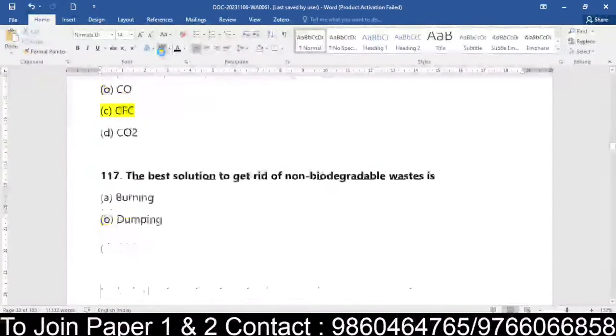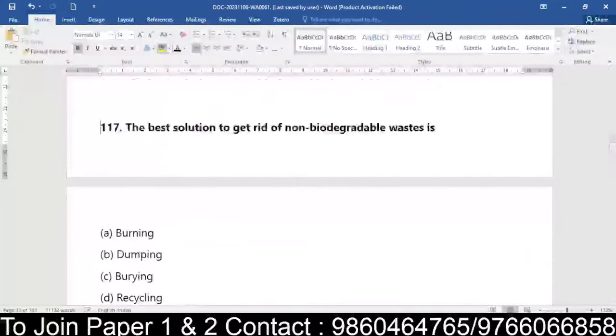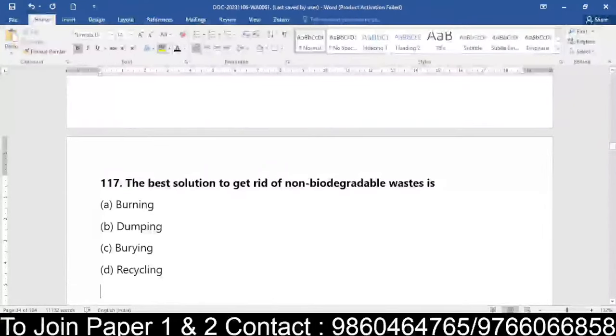Question number 117, the best solution. They are asking you the best solution to get rid of non-biodegradable waste. Is burning the best solution, dumping, burying, or recycling? If you want to become free of non-biodegradable waste, what is important to do, what is the solution? Which is the best option in order to treat non-biodegradable waste?